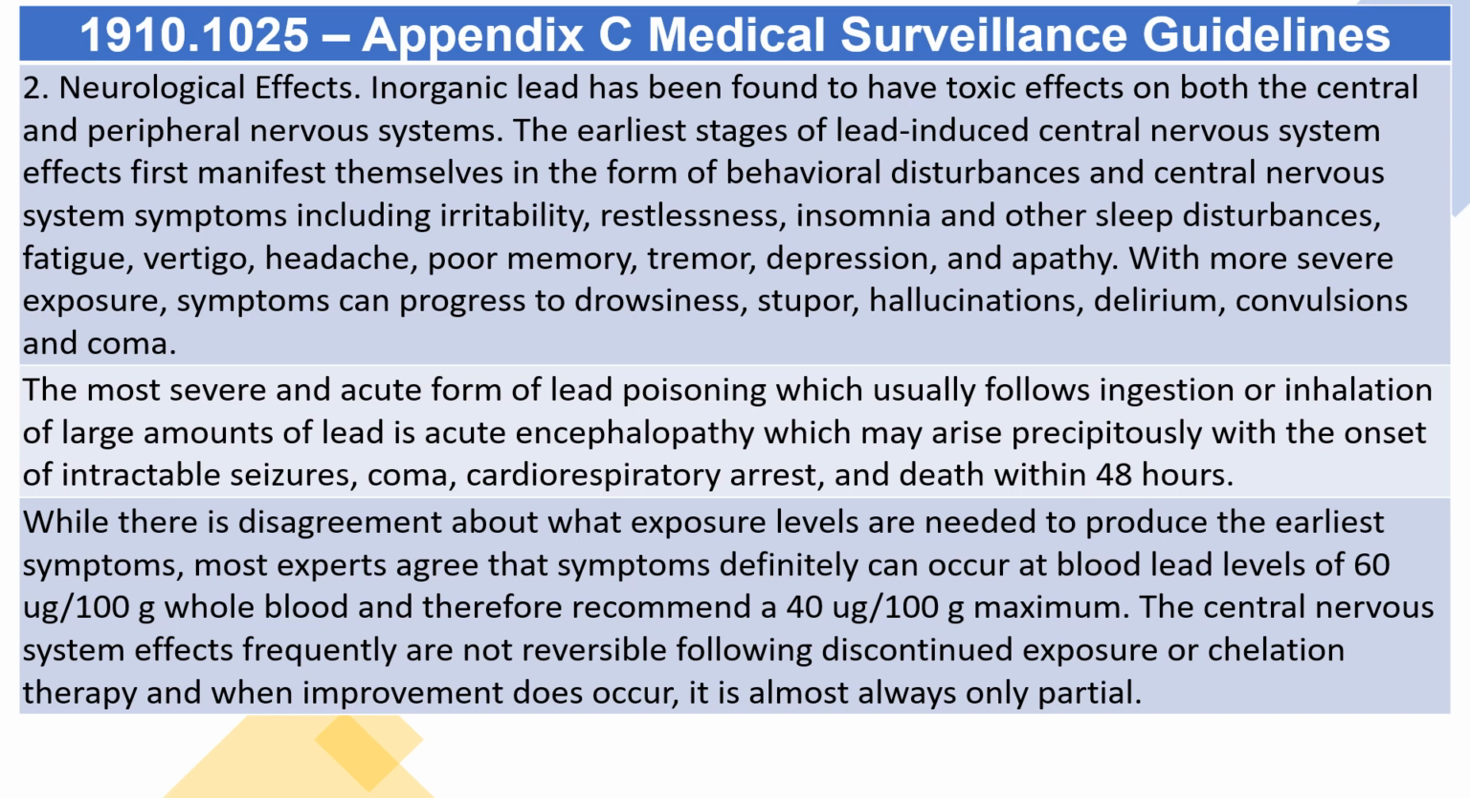The most severe and acute form of lead poisoning, which usually follows ingestion or inhalation of large amounts of lead, is acute encephalopathy, which may arise precipitously with the onset of intractable seizures, coma, cardiorespiratory arrest, and death within 48 hours. While there is disagreement about what exposure levels are needed to produce the earliest symptoms, most experts agree that symptoms definitely can occur at blood lead levels of 60 µg/100 g whole blood and therefore recommend a 40 µg/100 g maximum. The central nervous system effects frequently are not reversible following discontinued exposure or chelation therapy, and when improvement does occur, it is almost always only partial.